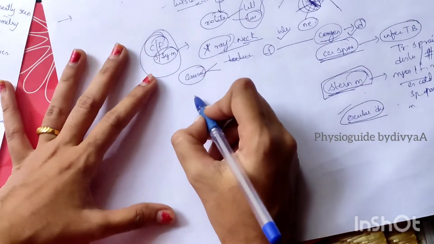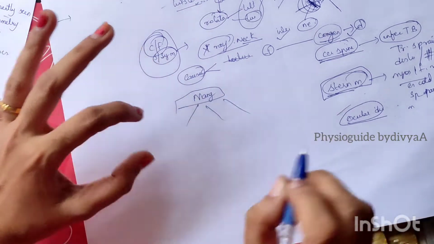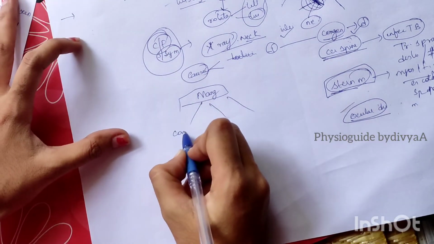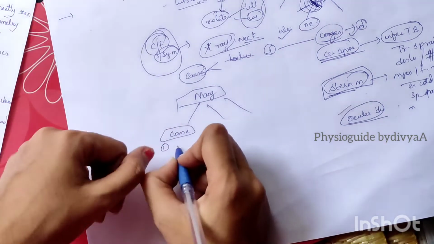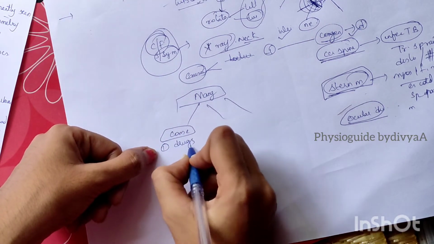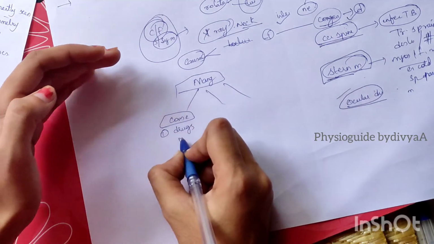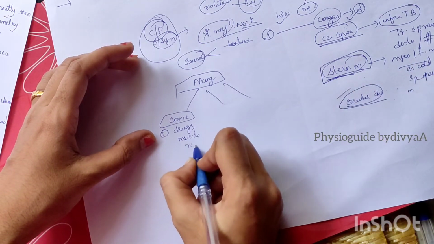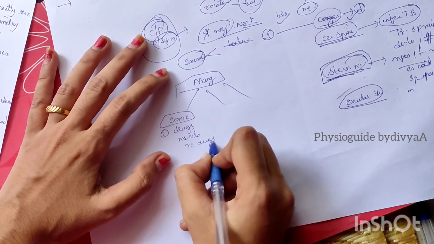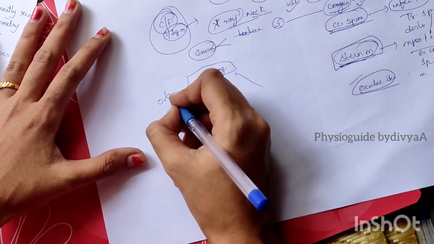So what is the management we give? There are three types of management. Conservative: firstly, conservative treatment is the best, by taking drugs, tablets in the first stage for muscle-related problems. Muscle relaxant drugs are first prescribed by the orthopedic doctor.